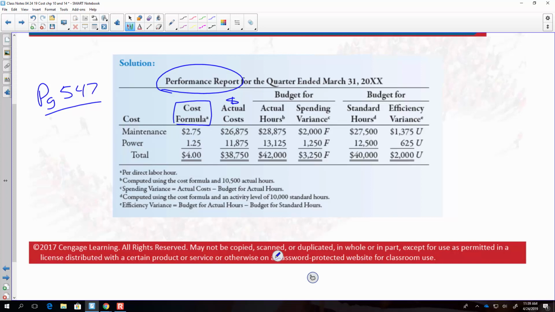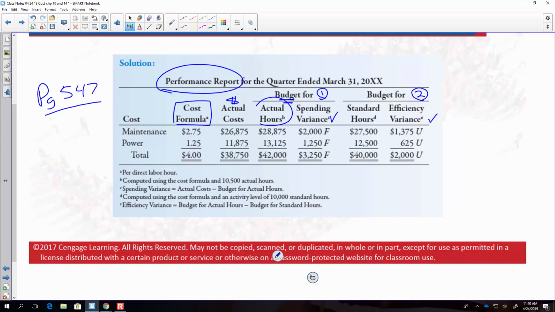It has the actual dollar amounts in the next column. And then what's confusing is that I have two budget sections. One for price or spending, one for efficiency. So your job will be actually to predict what my budget number is so that I can then compute my variance amounts. So this is a different layout than our templates. So I want you to be prepared for this. So how do we get these budget numbers?